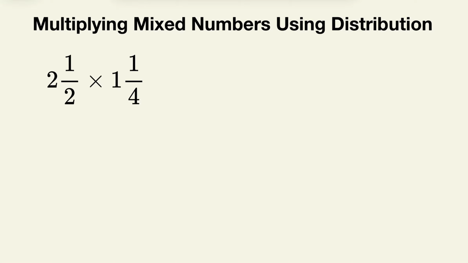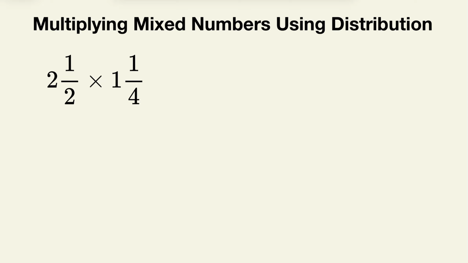Most students learn the M.A.D method for multiplying mixed numbers, and that's a great method, but did you know there's another way? Today I'll show you how to multiply mixed numbers using distribution, and this method helps us understand what's really happening when we multiply mixed numbers. We have 2 and 1/2 times 1 and 1/4, and we're going to solve this using distribution.